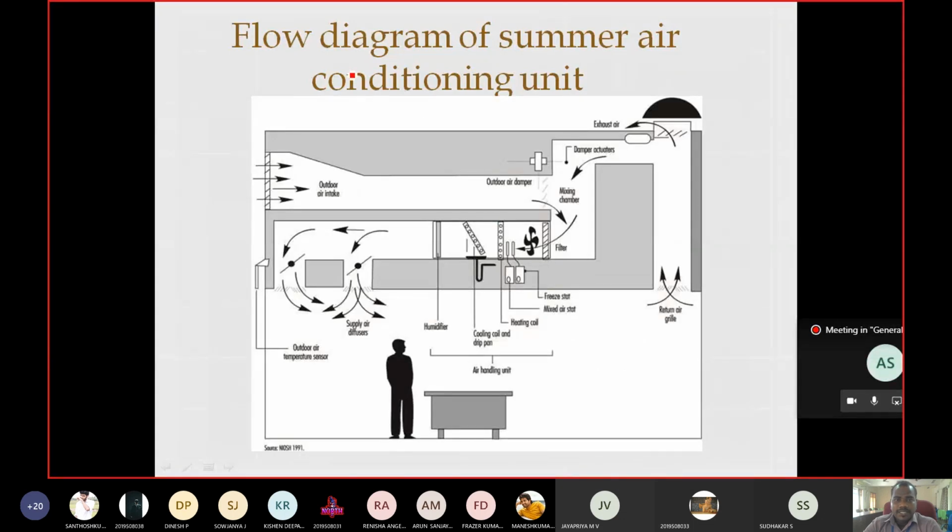Actually, this is the flow diagram of our summer air conditioning unit. Just you can refer to this. So this one.